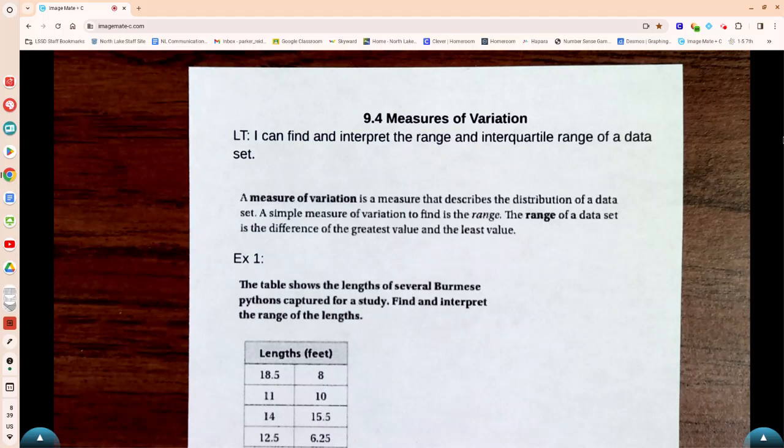Thank you. So a measure of variation is a measure that describes the distribution of a data set, so how spread out it is. A simple measure of variation to find is the range. The range of a data set is the difference of the greatest value and the least value. So the range is literally taking the greatest value and subtracting the least, and that tells us how spread out our data is, right? How far apart are the biggest and smallest values.